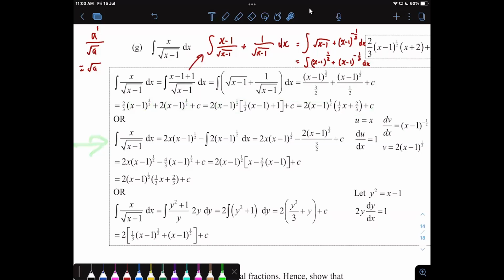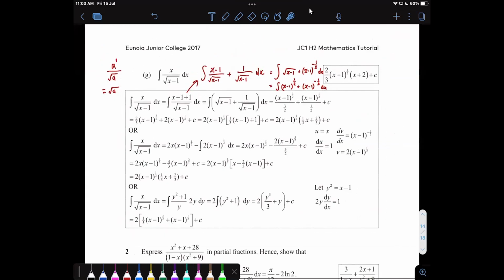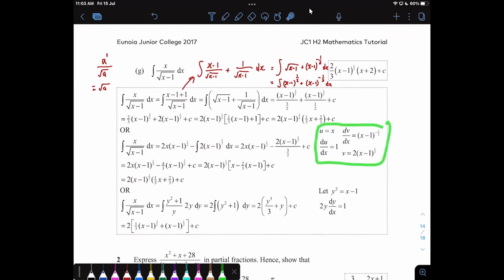For the second method, what they did is they realized that square root x minus 1, I can just bring it on top straight away. Then I'll get x minus 1 to the power of negative. Oh wait, let me see what they're doing. I'm a bit confused. Okay, this one they're doing integration by parts. Can you see the table?